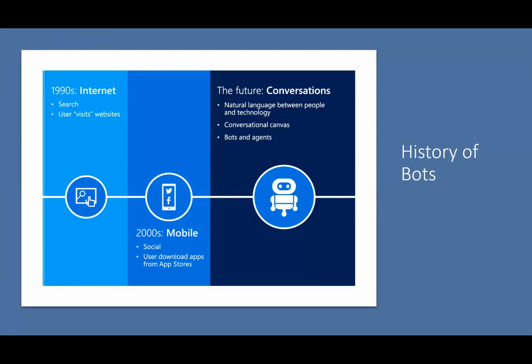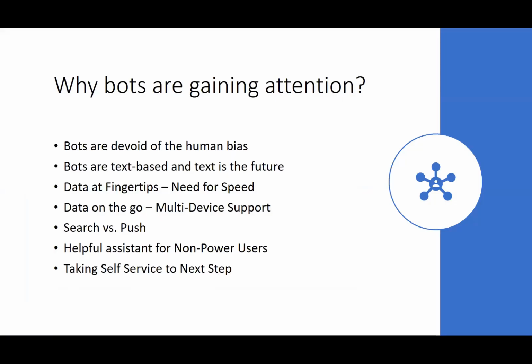So really, what are the other advantages for bots gaining attention in the market currently? Bots are devoid of human bias. What it basically means is when you ask a question to a bot, the bot doesn't know anything about you. So it is not going to say, okay, this is my friend, so I have to answer in a different way than for a person who is unknown to me.